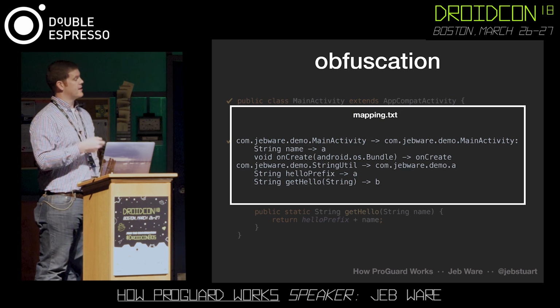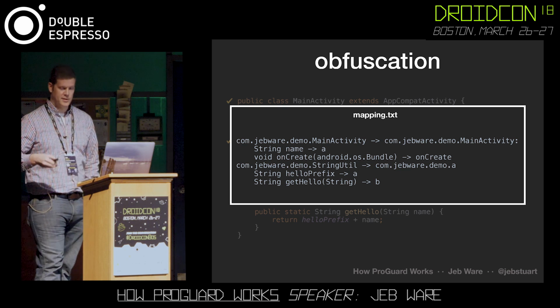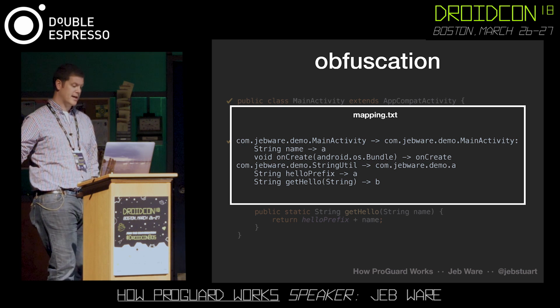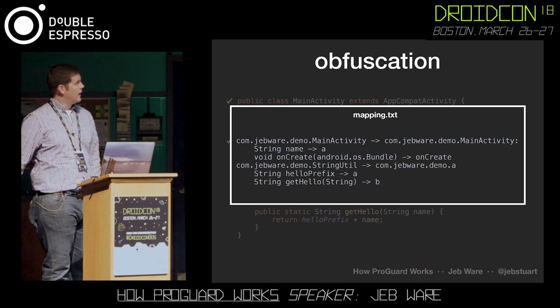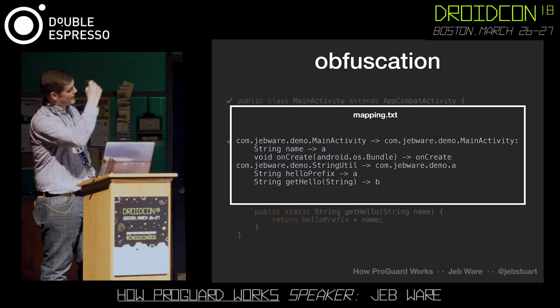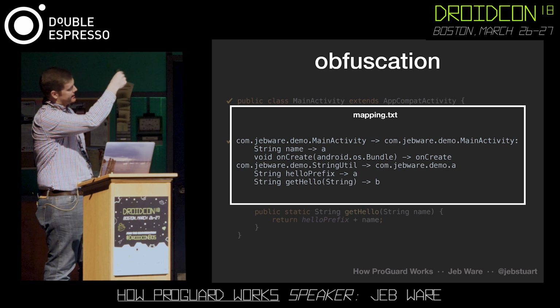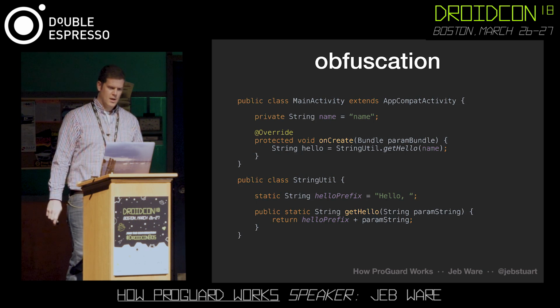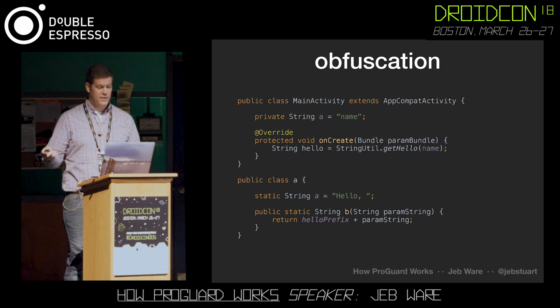It prints out a mapping file, which is exactly that. It's a mapping from the original name to the obfuscated name. But it prints out everything, including things that didn't get changed. So you get a line for the class, and then in an indent, you get all the members of that class. So it's figured out the mapping.